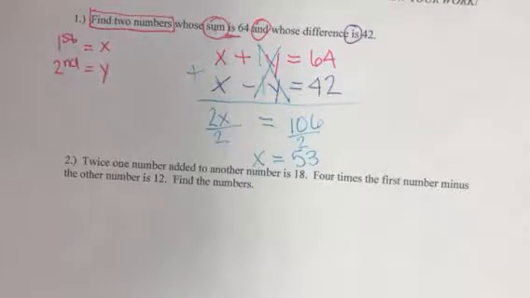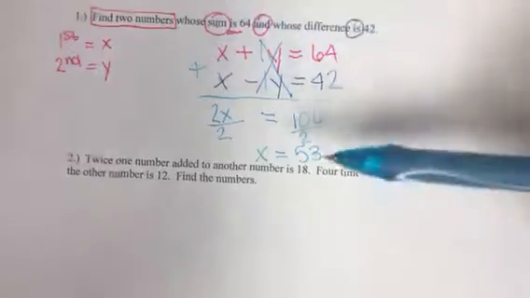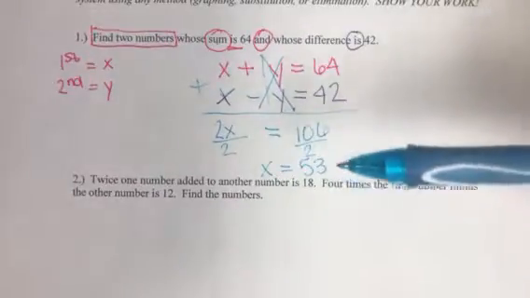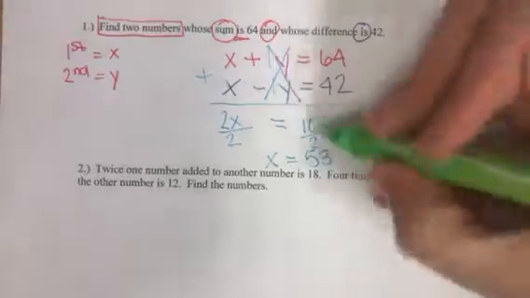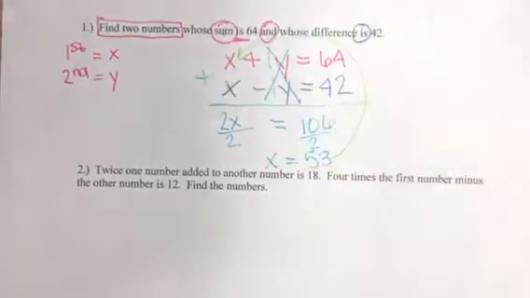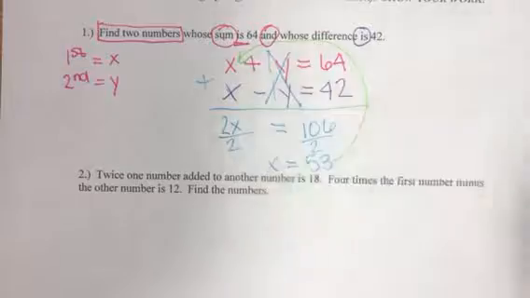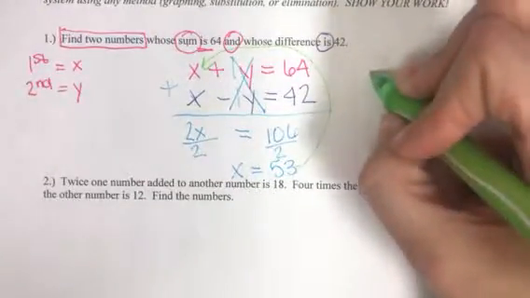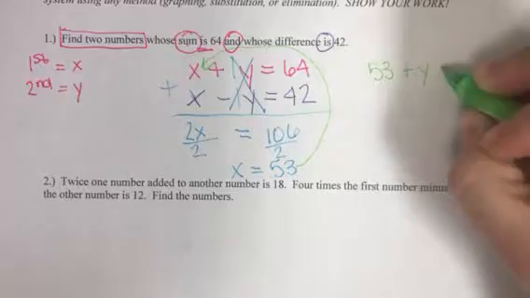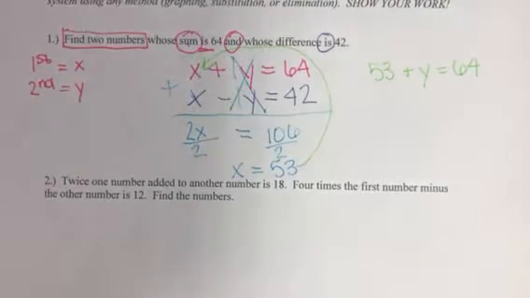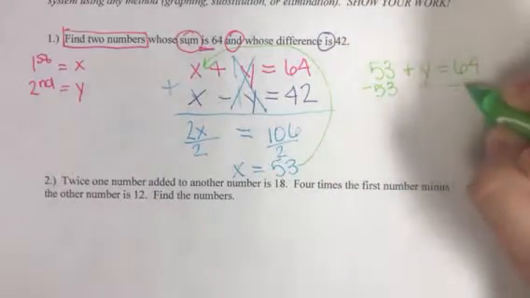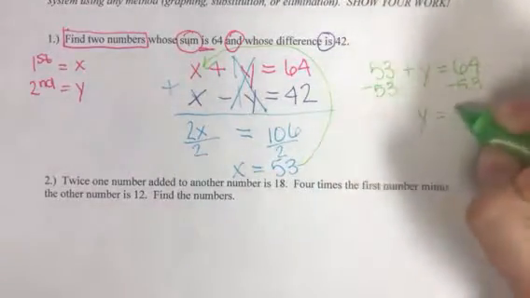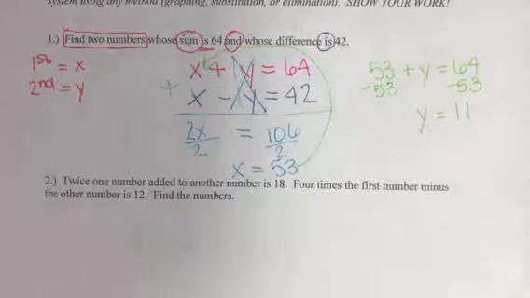Now, we're not done because this problem said to find two numbers. Not only should we know when we're solving a system, we need both the x and the y, but this problem says to find both of them. So we're going to need to plug this back in. Right? You can plug back into either the top or the bottom. I'm just going to choose the top, and I'm plugging it in for x because that's the variable I found. So I'll now say 53 plus y equals 64. I can solve this by subtracting 53 from each side. And I'll get y equals 11.